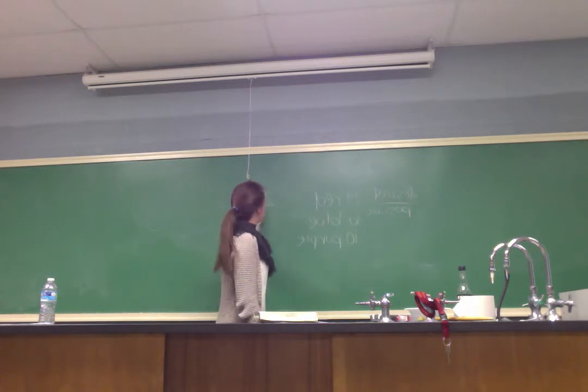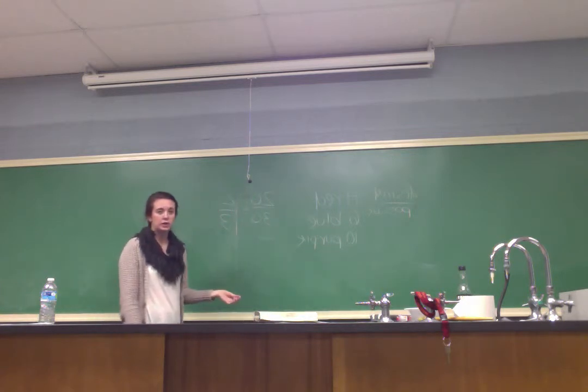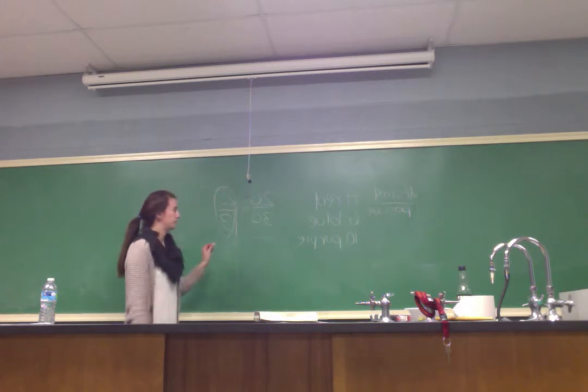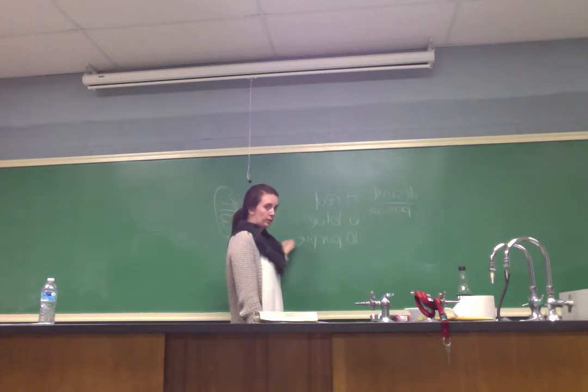So the number desired is 20 over 30, which equals 2 over 3. So you have a 2/3 chance of getting either a red or a blue. So what would the chances be of drawing a red, blue, or purple?